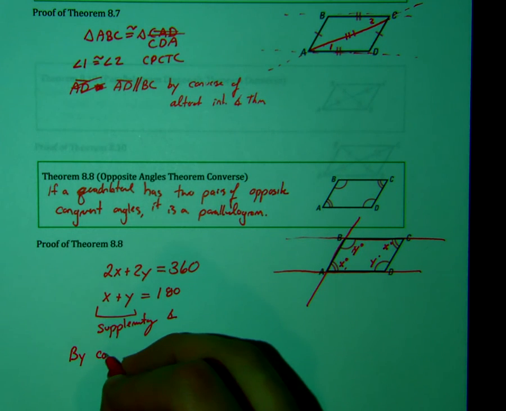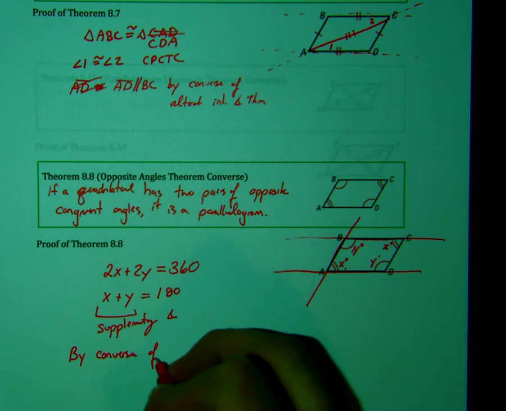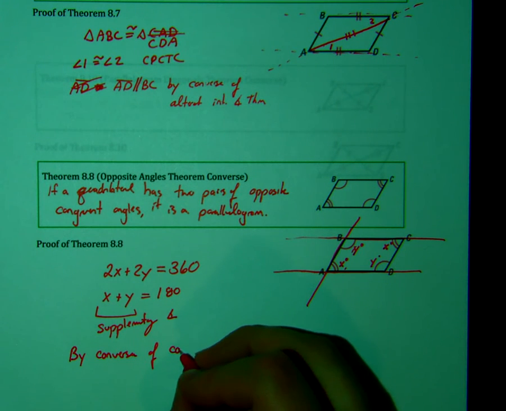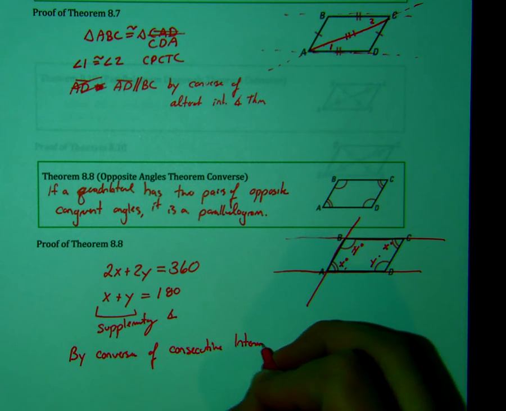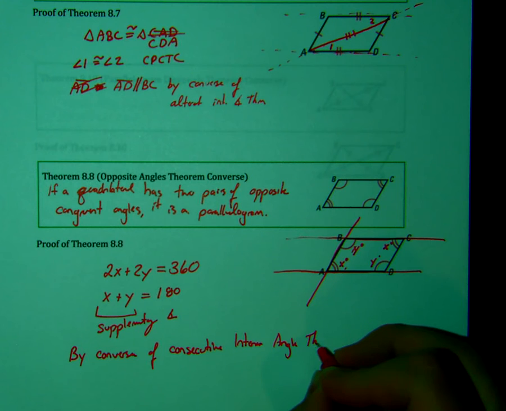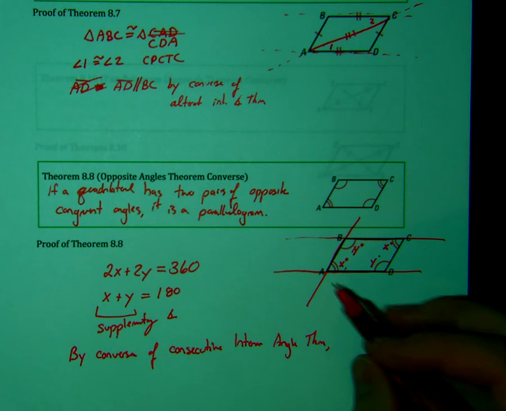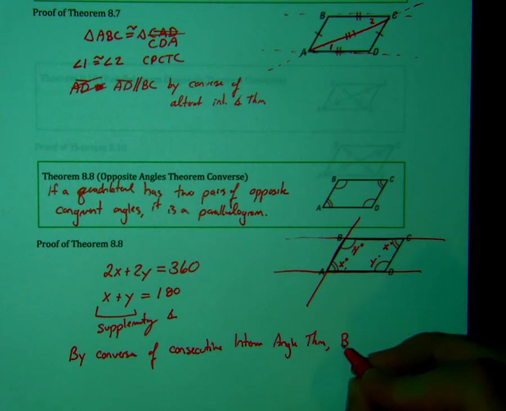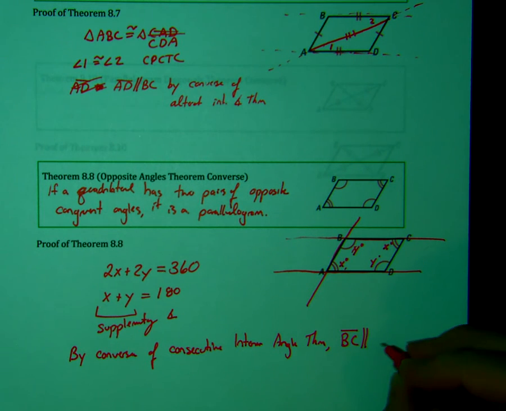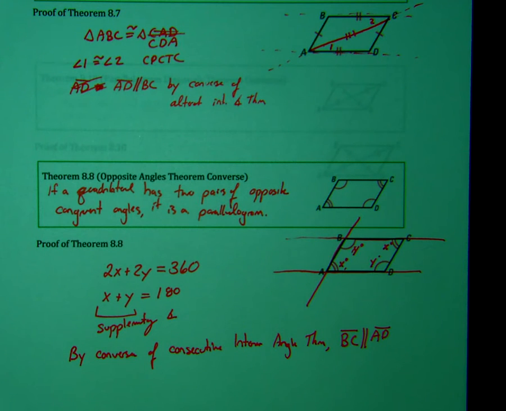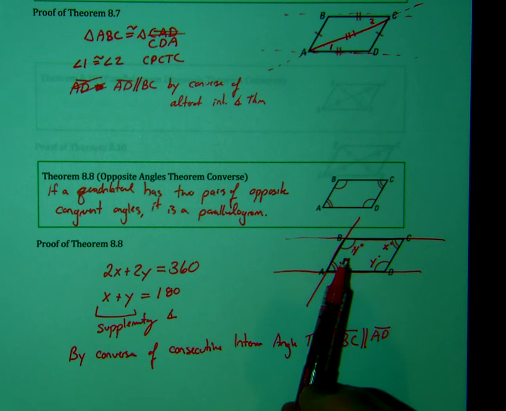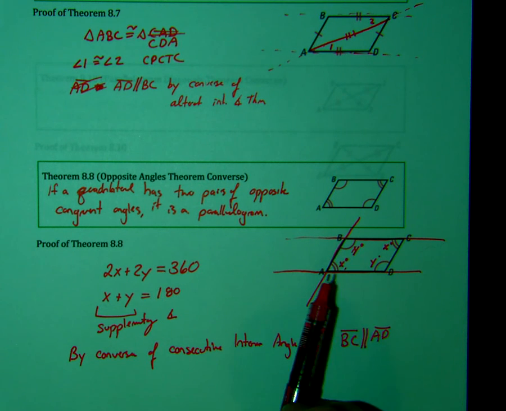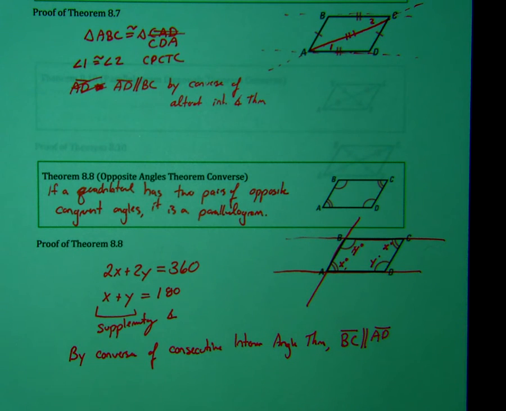So by the converse of the consecutive interior angle theorem, okay, then that means that BC is parallel to AD. Okay, so that's one side. And then clearly because you have these two right here, you can prove BC is parallel to AB, but you can grab another pair and do the exact same thing.